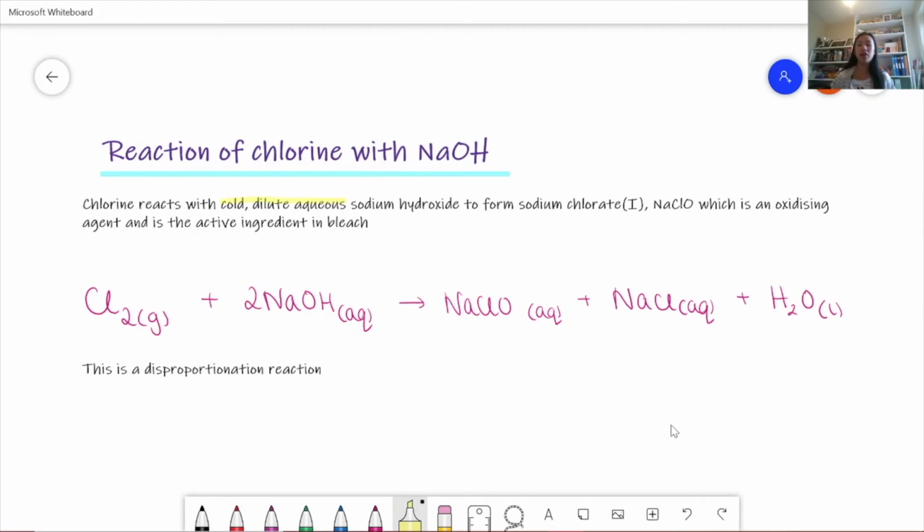And then the equation that we have is that chlorine reacts with 2 moles of sodium hydroxide to form this sodium chlorate and sodium chloride and water. And this is also a disproportionation reaction.